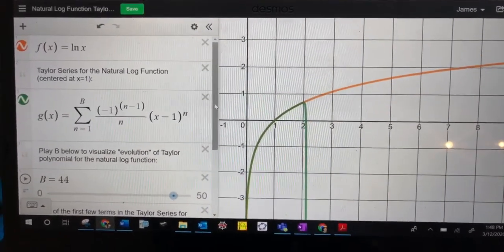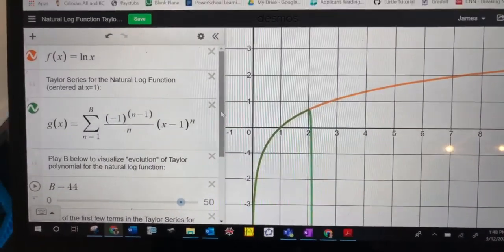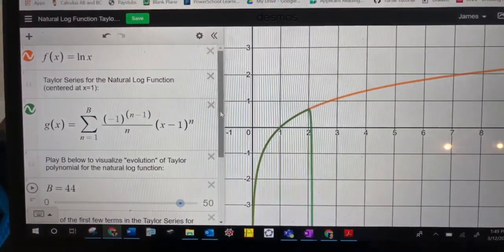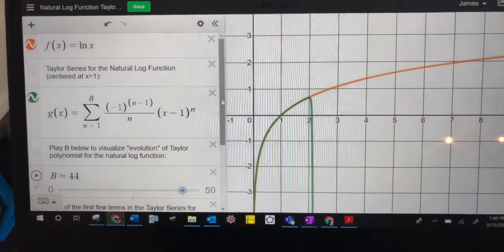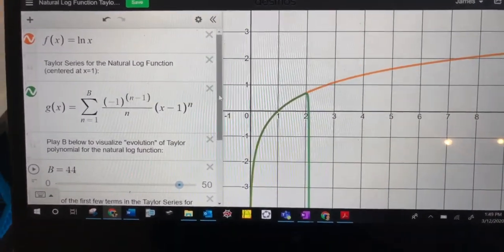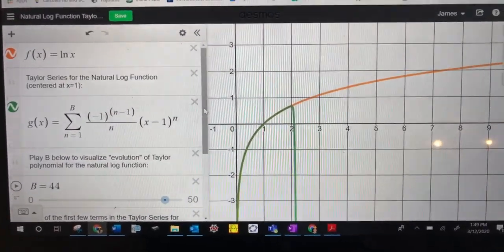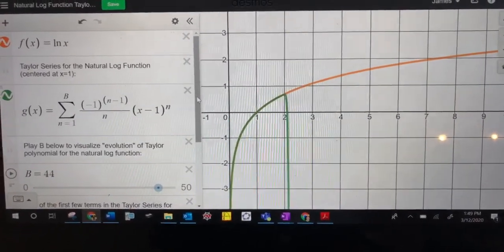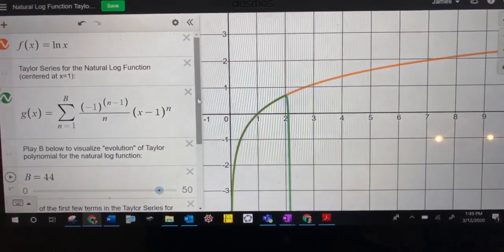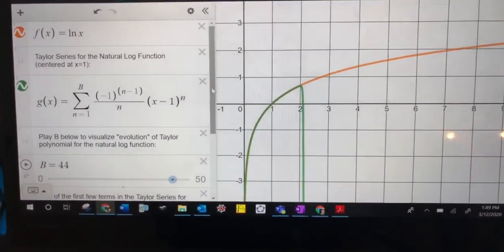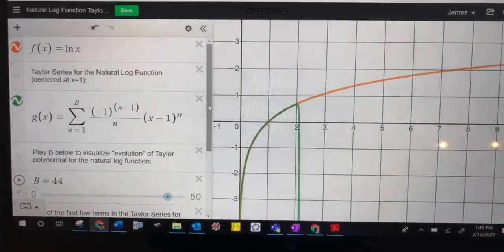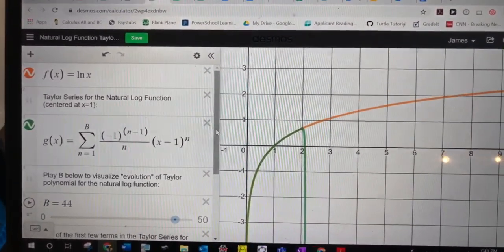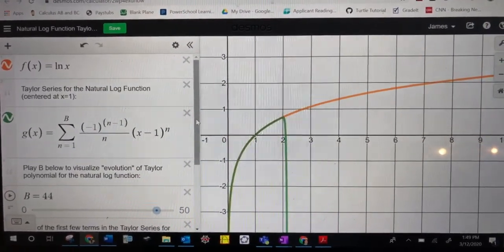So you're looking right now at my computer screen, and we see the natural log function graphed in orange, and then I believe 44 terms in the Taylor series for the natural log function centered at x equal to 1. That polynomial is graphed in green, and we can see that the green function and the orange function don't line up for all values of x, and it appears that they only do so for values of x between 0 and 2. And the goal right now is to figure out an algebraic or an analytic process for confirming what we're seeing now on Desmos.